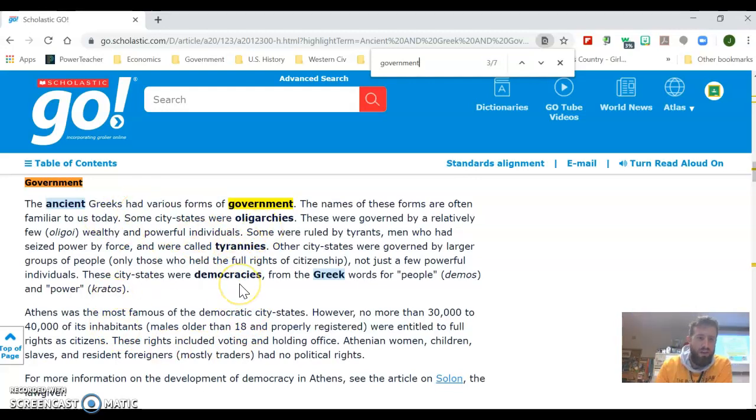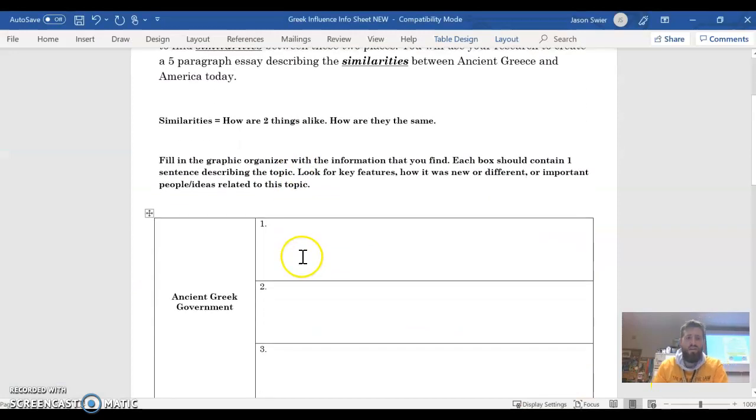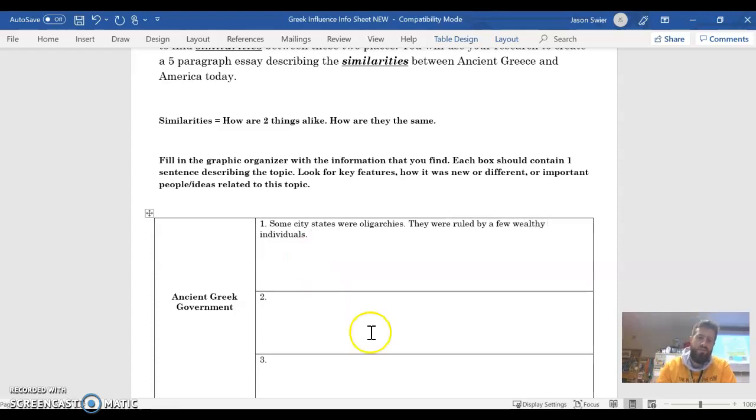Okay, so I'm going to look through here, try to find some information that I think is really helpful for us. So it says that some city-states were oligarchies. It was governed by a few wealthy, powerful individuals. Okay, so I can come back to my page here and include that. Some city-states were oligarchies. They were ruled by a few wealthy individuals. Okay, that's my first one.